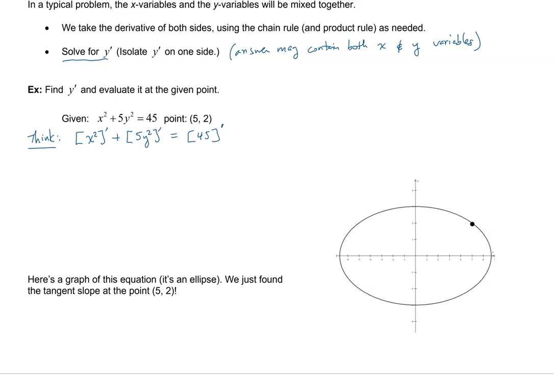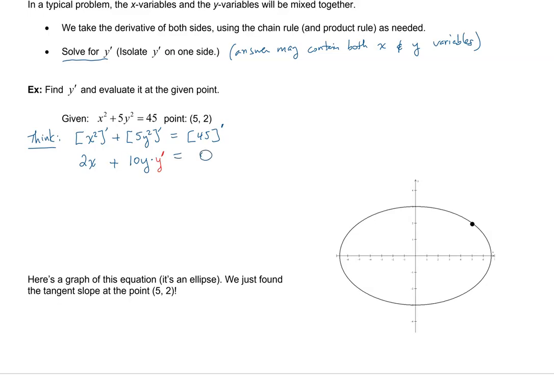So x terms operate as they always have. So the derivative of x squared would be 2x. The derivative of 5y squared behaves the same way to start. So we'll get a 10y. But then because of the chain rule, because y is an implicitly stated function of x, we get a y prime right there when we take the derivative. And then on the right-hand side, we get a 0.